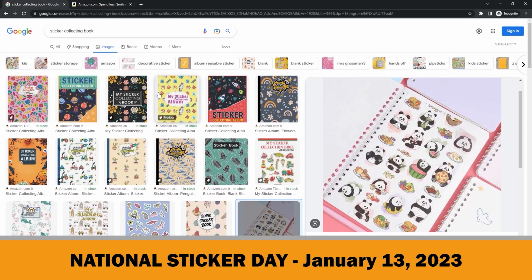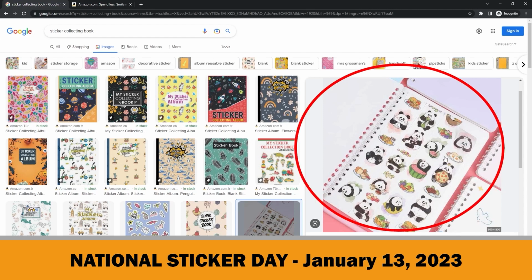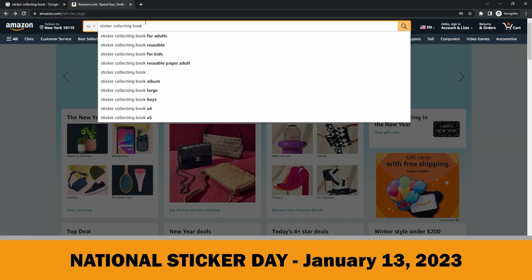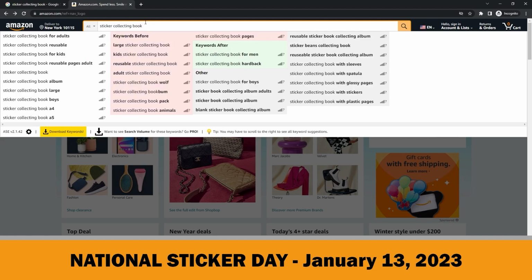Therefore, I think some parents will also look for sticker collecting books after seeing advertisements about stickers around National Sticker Day. Let's check Amazon to see if there are any KDP books for sticker collecting. Okay, let's search sticker collecting book on the Amazon search bar.